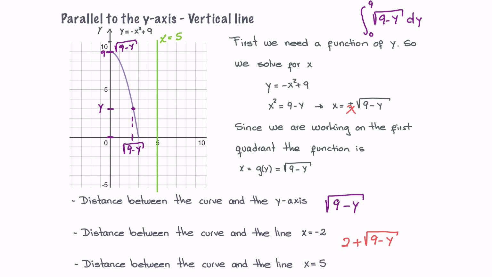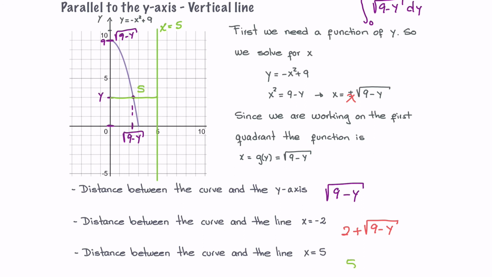So take this distance and subtract this one. That will give you the distance you want, this one right here. So take the big distance here, which is 5, and subtract the smaller distance here, which we know is the square root of 9 minus y. And we're done.